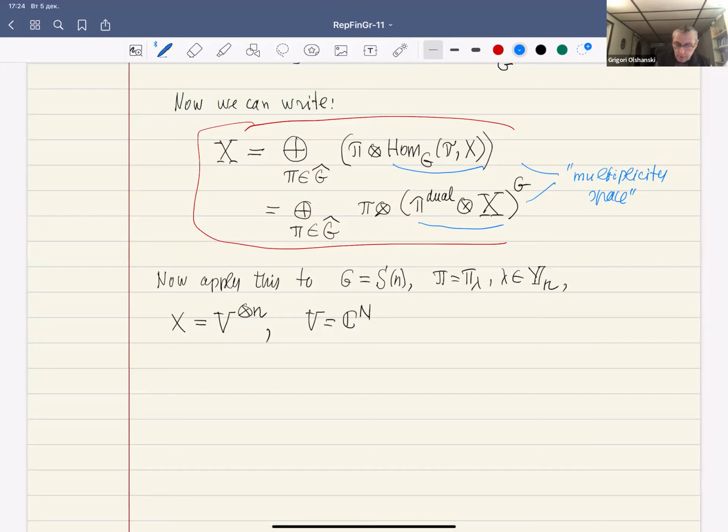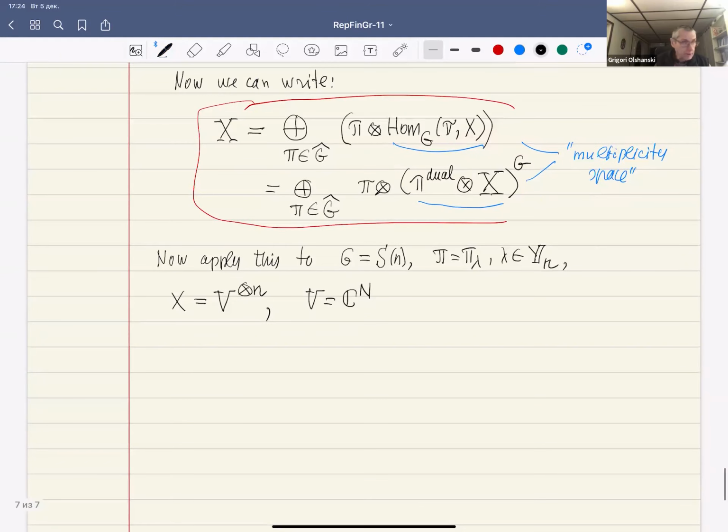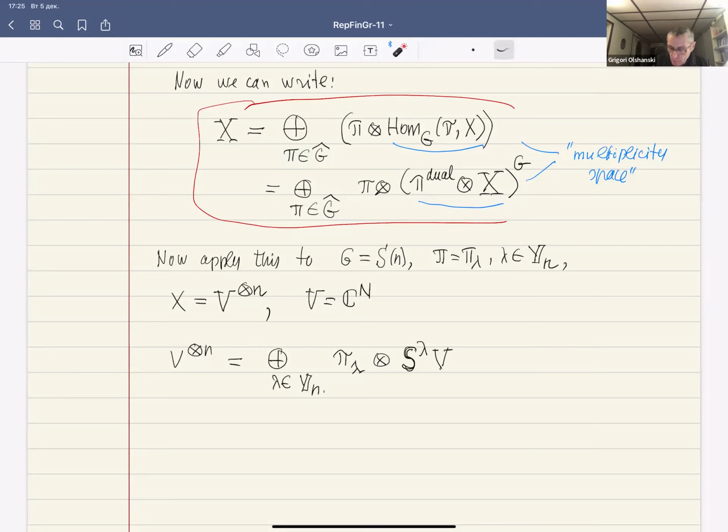Now we apply this to our concrete situation. And we can write a direct sum, and what is the space? This is exactly our Schur functor. So this is our multiplicity space, the multiplicity space corresponding to it.